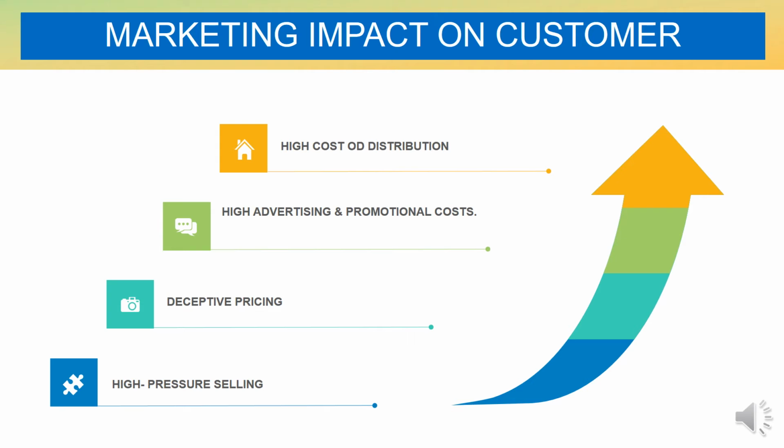Next one, high pressure selling. High pressure selling is another criticism of marketing. Laws require door-to-door salespeople to announce that they are selling products. Also, buyers have a three-day cooling off period in which they can cancel a contract after rethinking it.